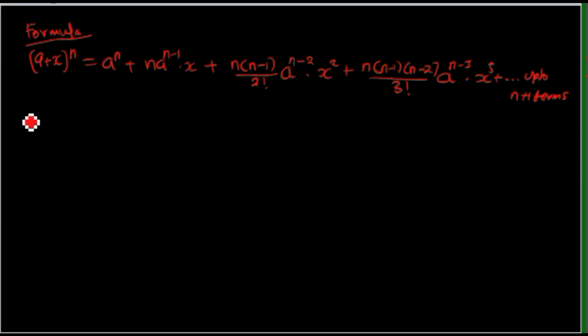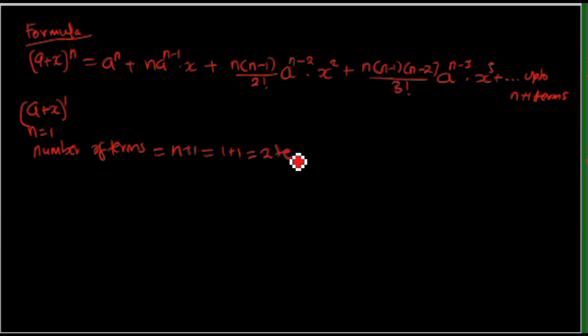Now, if you have (a + x) power 1, our value of n here is 1. So we are going to use the binomial series or the formula, and then the number of terms is going to be n plus 1, which is 1 plus 1 equals 2. So when you expand this, you are going to have only 2 terms.